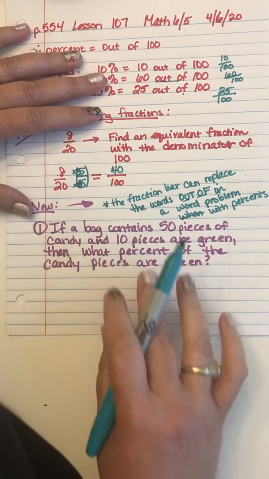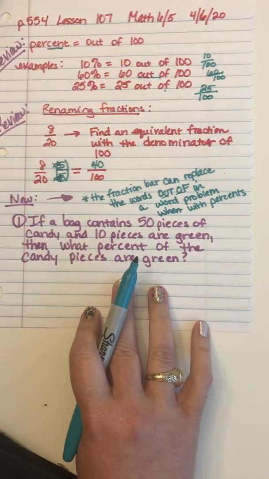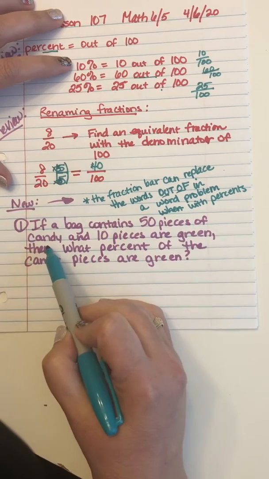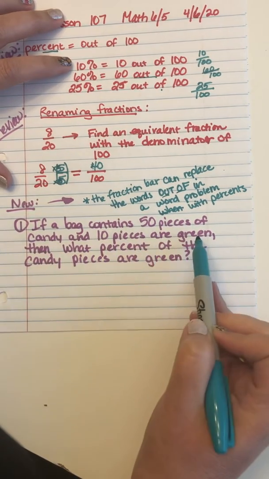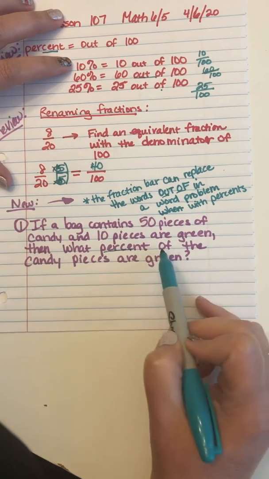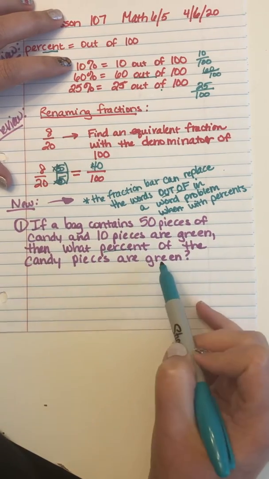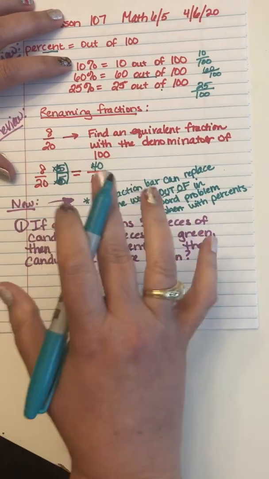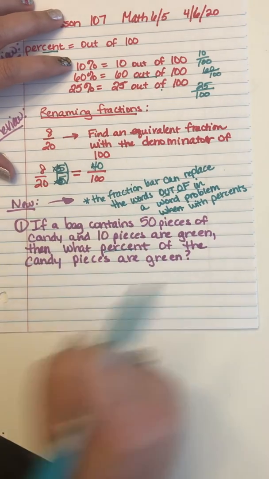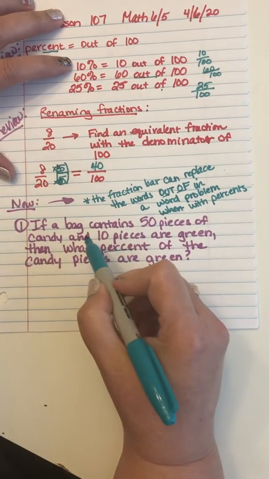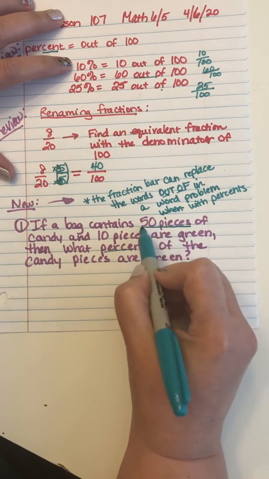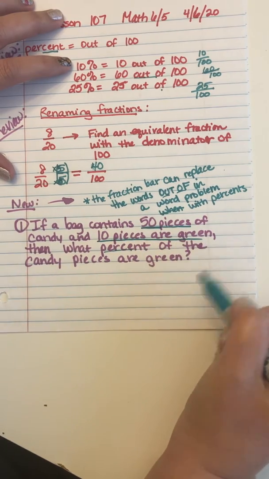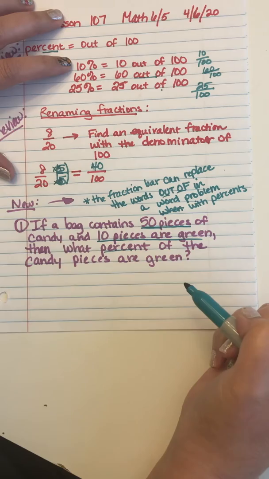If a bag contains 50 pieces of candy and 10 pieces are green, then what percent of the candy pieces are green? Okay, so we always start with what we know. Word problems always give you something to start with. We know the total number of pieces is 50, and we know that 10 pieces are green, and we want to know what percent is green.